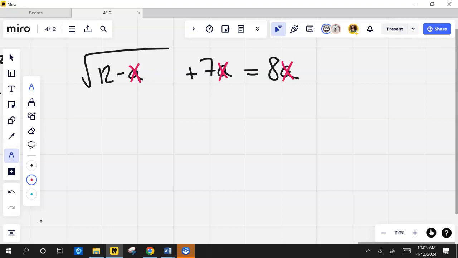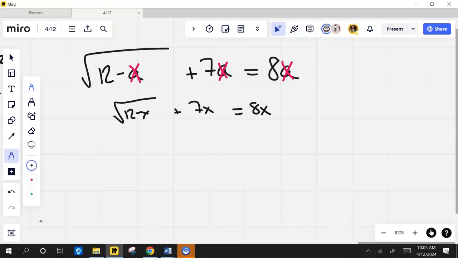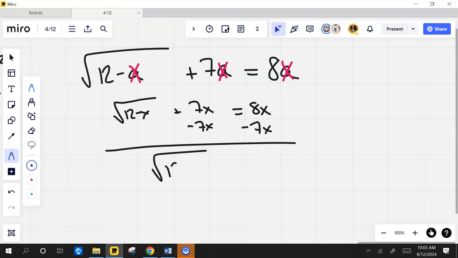You don't know what to do? Same process. I'm still going to do the same exact thing. Okay, I'm still looking to isolate my radical. So minus 7x. That's exactly right. If I move the 7x, I get square root 12 minus x equals x.